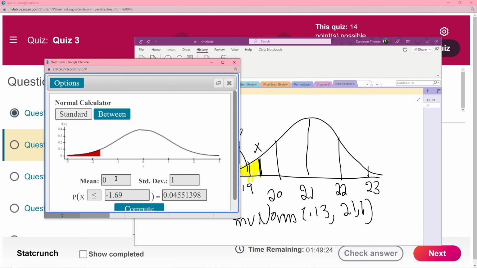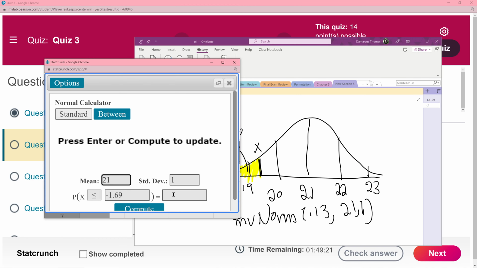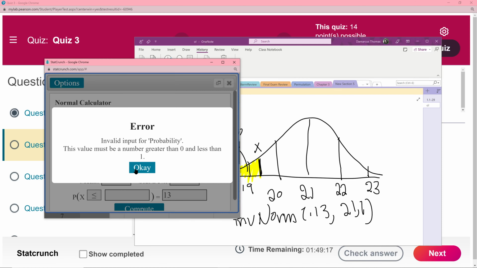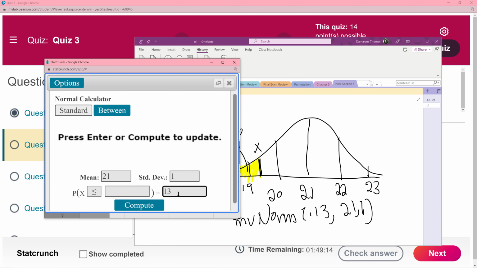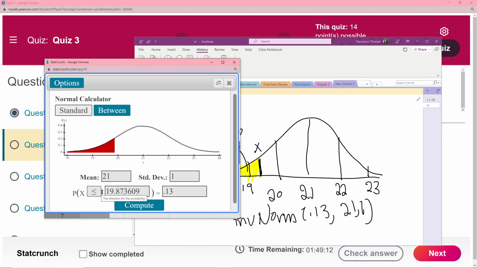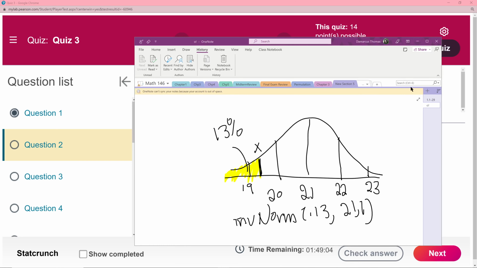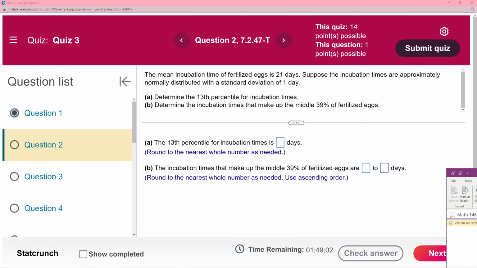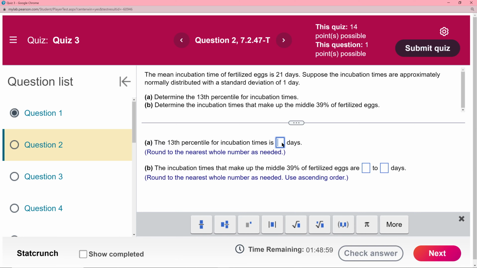Here, we could do it here as well. We could just say it's 21 and 1, and we know the area to the left is 13. What's the 0.13? 19.87. They always want 2 places, usually. All right. 19.87. Round to the nearest whole number. So we could just say 20.